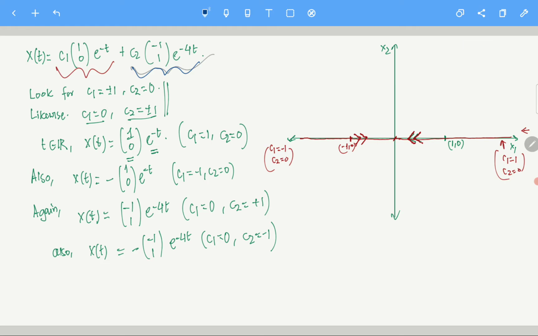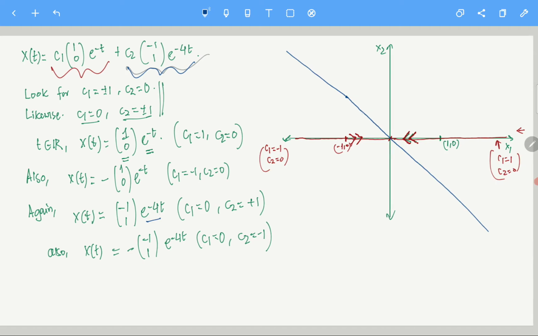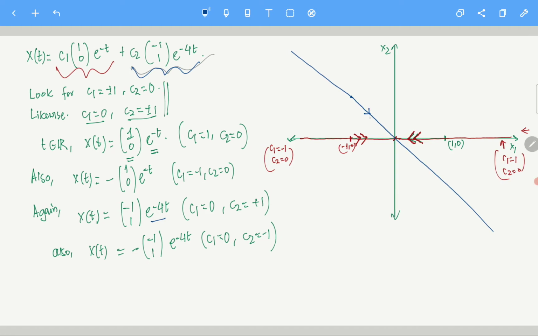So you see, first thing first, minus 1, 1, over here, somewhere. Now you see minus 1, 1 is here, so the vector here you can just draw it, right? So the direction of the solution is this, and as t moves towards infinity, the same thing is happening. E power minus 4t goes towards the origin, right? So it is moving in this direction.